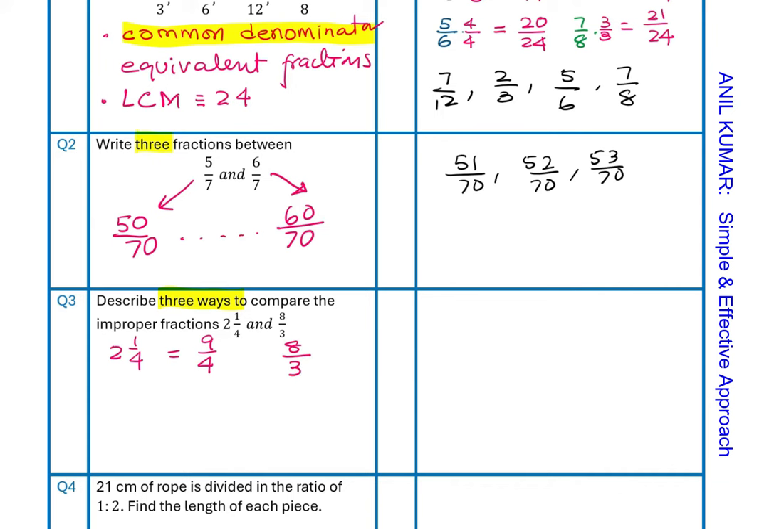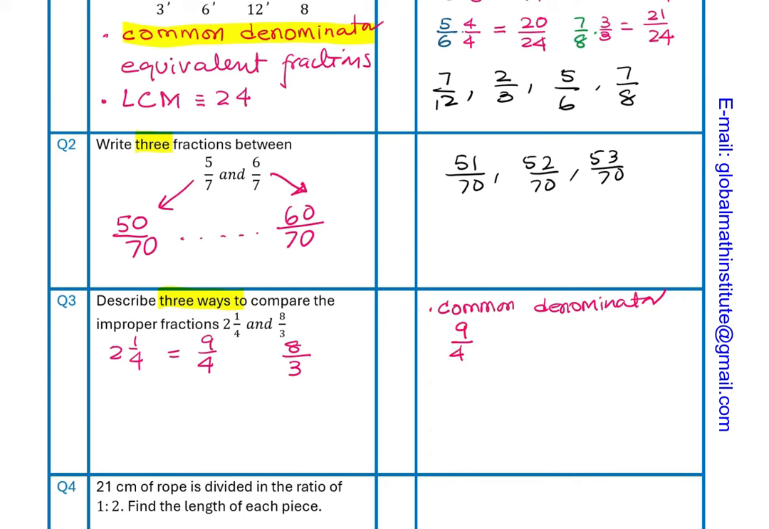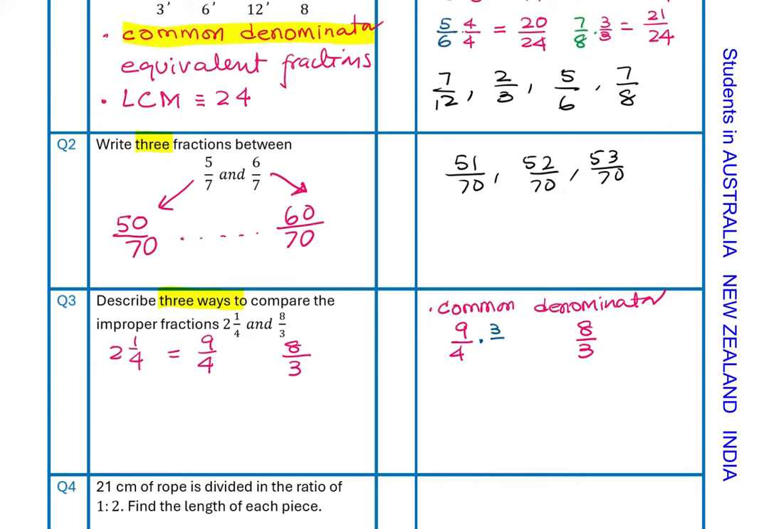Now, strategy 1 is common denominator, right? So, what we can do? Common denominator could be 12, right? So, to make 12, what can we do? Well, 9 by 4 and 8 by 3. These are the two improper fractions we are looking into. To make 12, we'll multiply this by 3 by 3 and the other one by 4 by 4, correct?